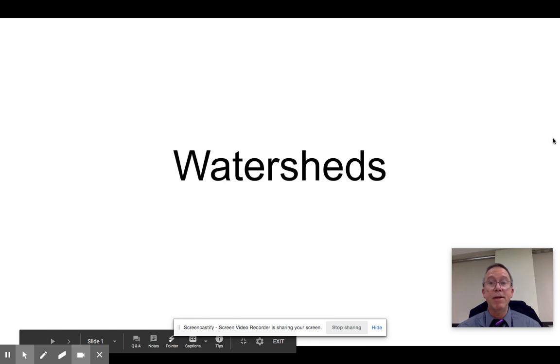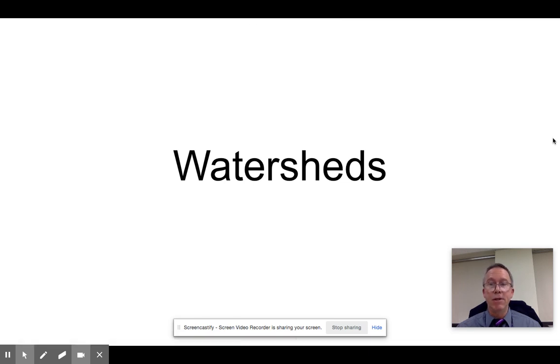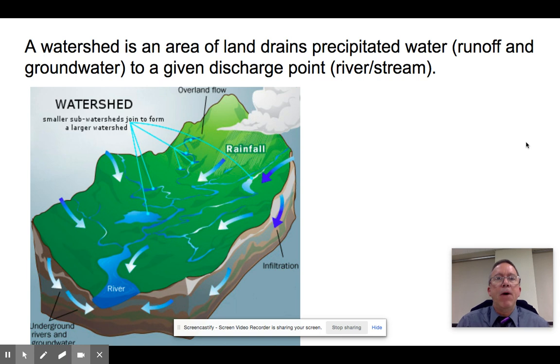Okay, last topic of Unit 4, watersheds. Now, a watershed is not a place where you keep water. A watershed basically means an area of land where all the water that lands in that area is going to drain out of one common outflow point, or what we call discharge point. That would include surface water, like runoff and streams, but also it includes groundwater.